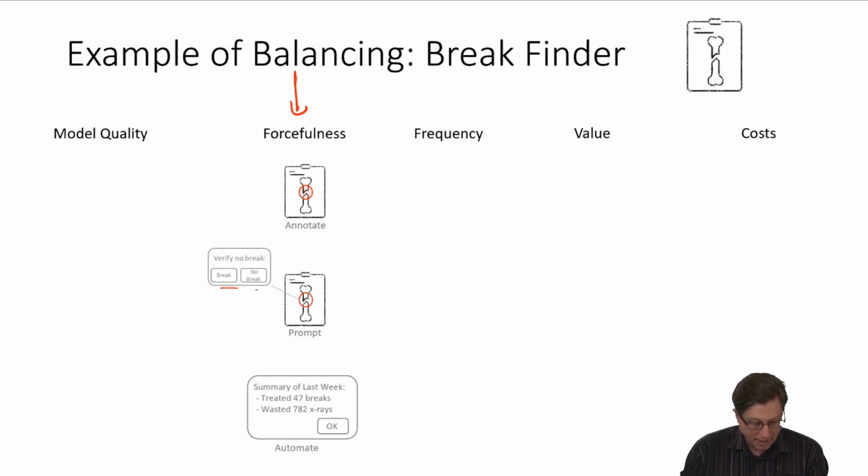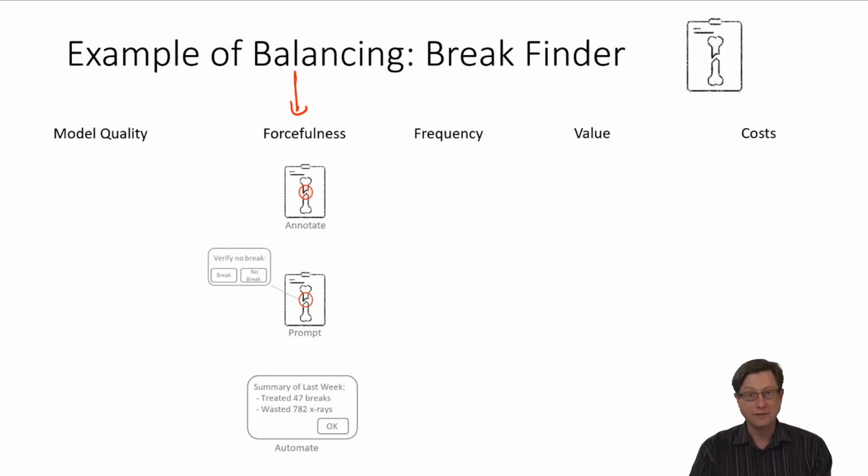Another is that you could say, hey, doc, I'm pretty sure there's a break here. Verify that there's not a break. This is a more forceful thing to do. And then the most forceful thing that I have on this array is just that, hey, the system takes in the x-rays and it orders treatments. And at the end of the week, it says, hey, doctor, I treated 47 breaks. And by the way, you wasted 782 x-rays you shouldn't have taken because there was no break there.